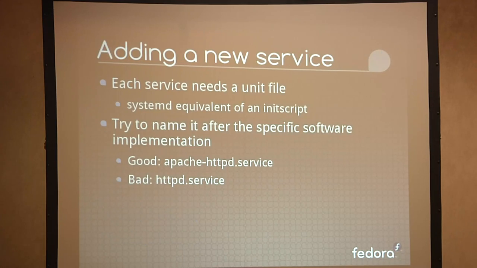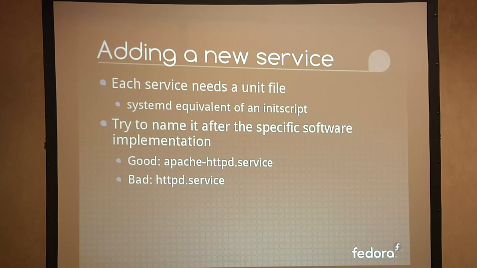Now, adding a new service. Every service needs what's called a unit file. And this is a file that's called foo.service. You want to try and name it after the software implementation that you're using specifically and not the type of service it is. There is a tradition in SysV init script naming to name things like mail server, you know, and not sendmail. So a good name is apache-httpd.service. A bad name is httpd.service. Because Systemd is pretty smart in that these are designed to all coexist with each other in the same directory, so that if you have 14 different web servers and you want to switch which one you're running depending on your use case, you can do that.